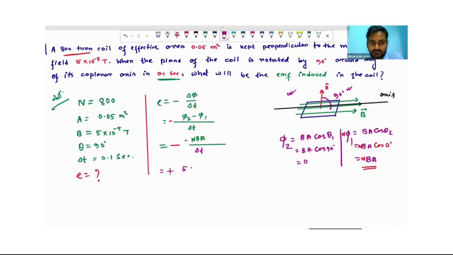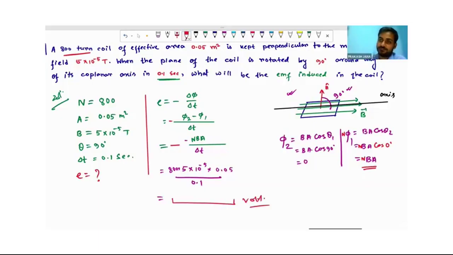The value of B is 5 times 10 to the power minus 5. The value of A is 0.05, the cross-sectional area. The value of N is 800, there are 800 turns, and the value of delta t is 0.1, isn't it? So now we have to solve this. On solving this, we will get the answer. This will be the corresponding EMF induced in the coil.